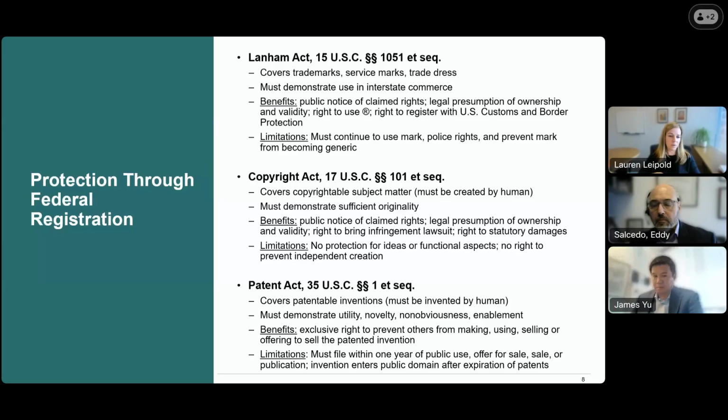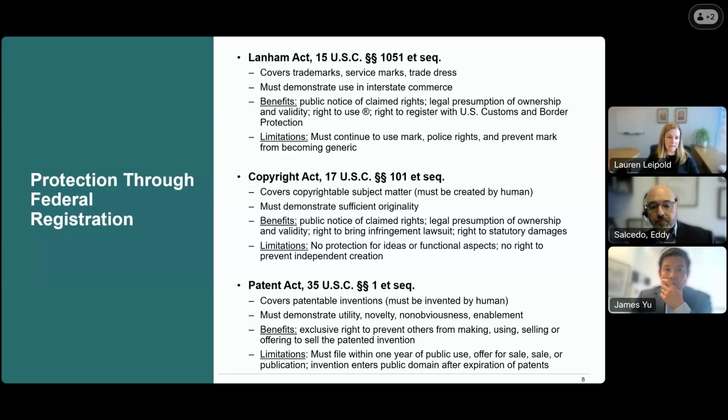But again, it provides you the registration with a public notice of claimed rights, your legal presumption of ownership and validity. You can bring that lawsuit, as I mentioned, and you get the right to statutory damages, which can be pretty significant in the copyright context. And it's essentially strict liability. So really important arrow in your quiver, especially when it comes to website content, which can be difficult to control and police.